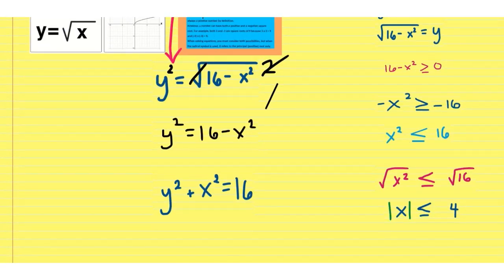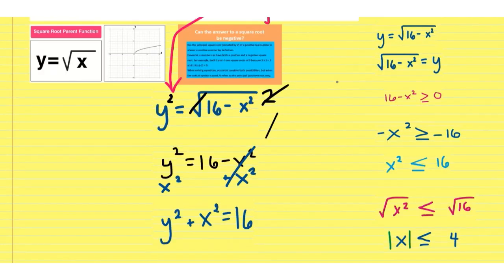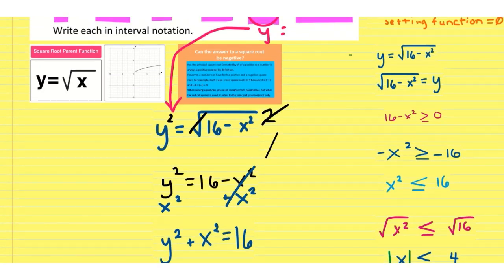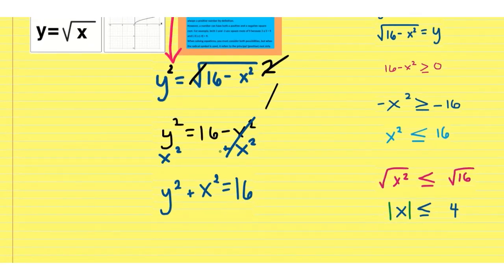And now I'm actually going to add the x squared to both sides. X squared, x squared. Okay, so these are going to disappear, and that leaves me with y squared plus x squared equals 16. Now, like I said, we're going to do it a different way here in a few minutes, but I want you to look at this and try to understand what we can recognize from this.